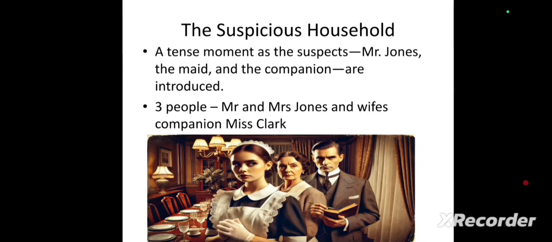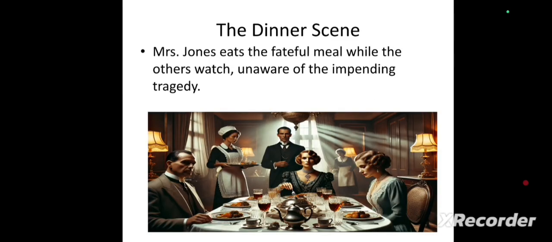The suspicious household. We get introduced to three people at first: Mr. and Mrs. Jones and his wife's companion, Miss Clark. Then there is also the maid there, who is in her 30s. The dinner scene: Mrs. Jones eats the fateful meal while the others watch, unaware of the impending tragedy.